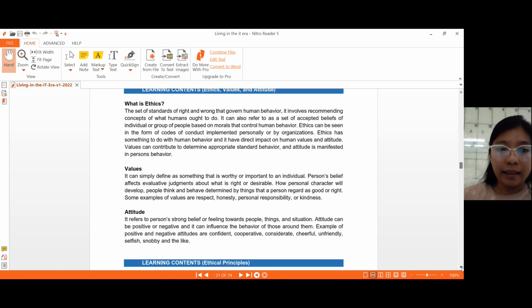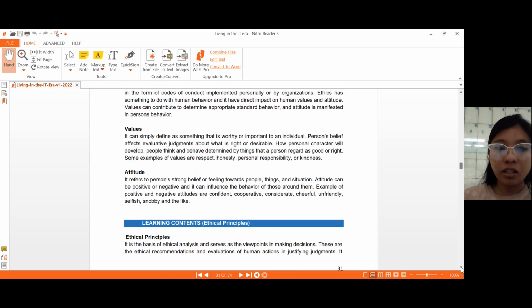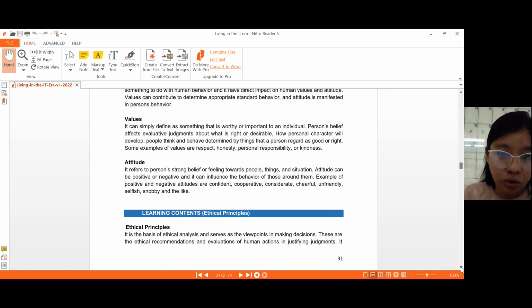Okay? And then last terminology here, before we proceed to your ethical principles, attitude muna. It refers to a person's strong belief or feeling towards people, things, and situations. So attitude can be positive or negative, and it can influence the behavior of those around them.